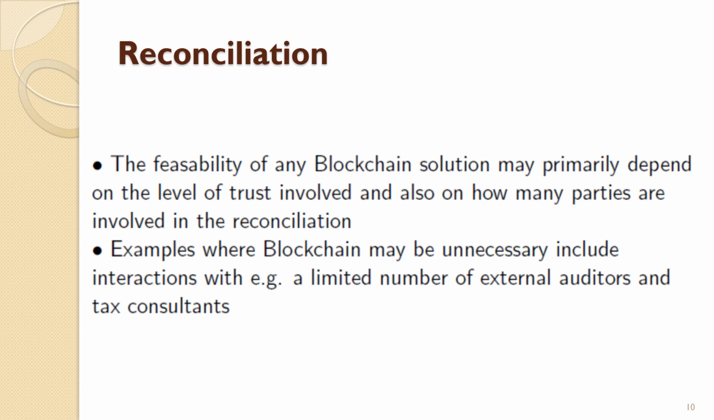So the thing's got to be important and of a large enough scale. So examples where blockchain may be unnecessary include interactions with a limited number of external auditors and tax consultants. So what you've got here is something that is important but of limited scale. In contrast, as you begin to sort of scale the thing up, then a blockchain solution may become more important. And we'll discuss examples of this later on in the lecture.